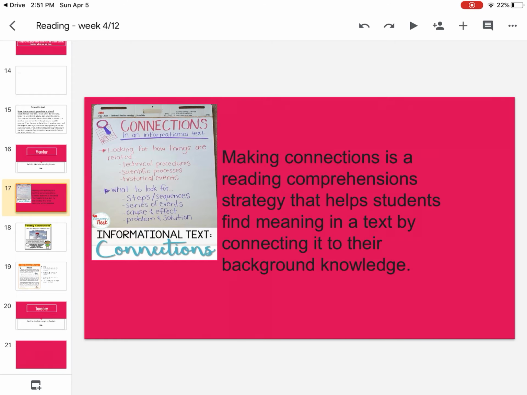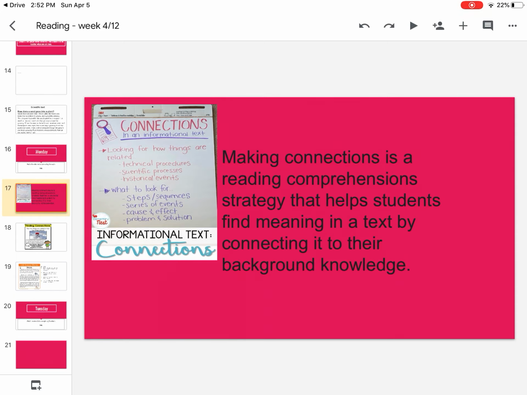Cause and effect. So cause and effect means that if we were planting a flower and we were putting water, what is the effect of this? The effect of this is that we would have a flower. Problem and solution. So in a story there's always a problem, and then at the end the character always finds a solution to the problem.